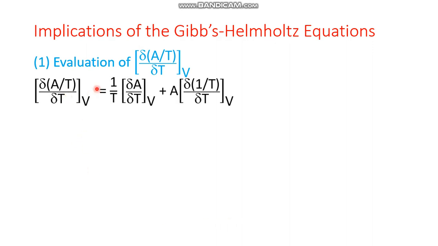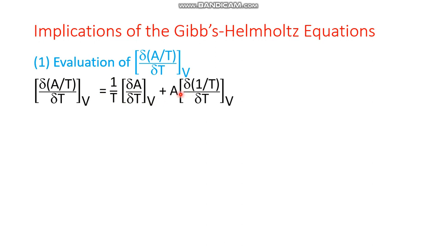So what is the value? Just put this value here and then differentiate first A and then 1 by T. If you are differentiating A, then keep 1 by T constant. The second time, if you are differentiating 1 by T, then keep A constant. So first we are keeping 1 by T constant, then differentiation of A with respect to T at constant volume.